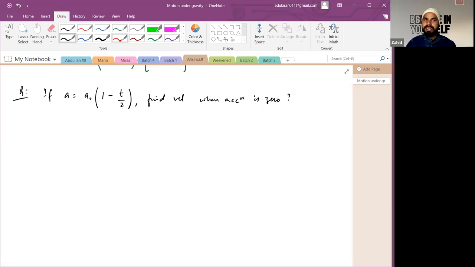We have a as acceleration. So find the value of velocity for which acceleration is 0. Try to solve.